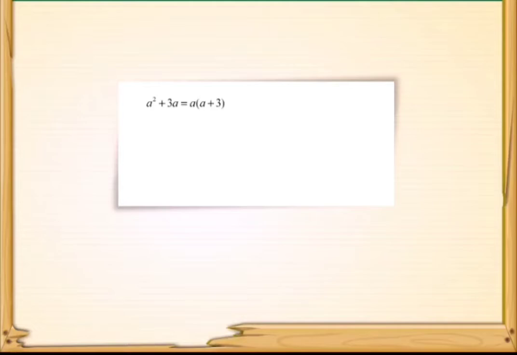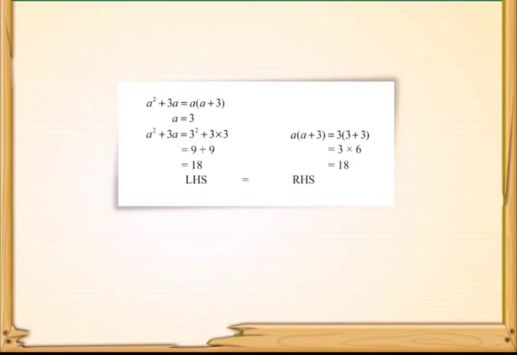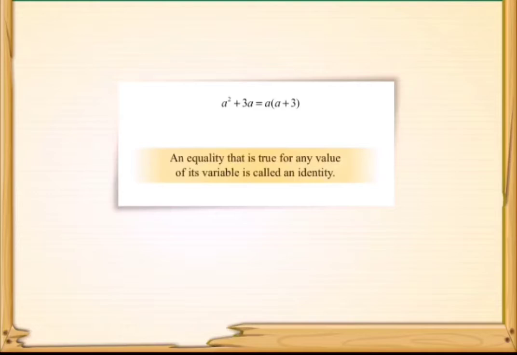Now, evaluate the equality for another value of a, say 3. In the left-hand side of the equality, on substituting a with 3, you get 18. In the right-hand side of the equality, on substituting a with 3, you get 18. Therefore, for 3 as the value of a, the left-hand side is equal to the right-hand side. An equality that is true for any value of its variable is called an identity.